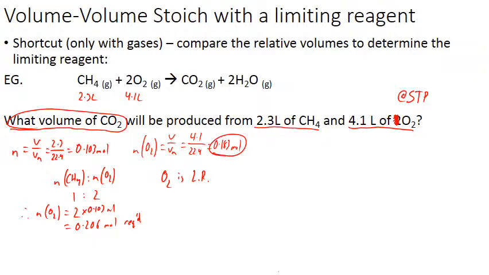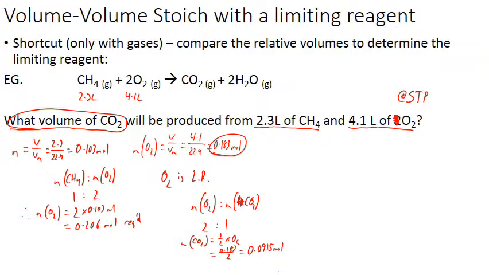We could then go through and do the mole ratio again to go from our amount of O2 to our amount of CO2, which is 2 to 1. So our amount of CO2 will be 1/2 the amount of O2. So that's 0.183 divided by 2, which is 0.0915 mole. I'll carry the extra sig fig for the moment.